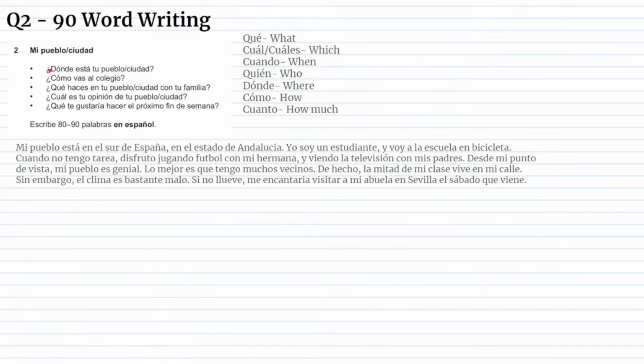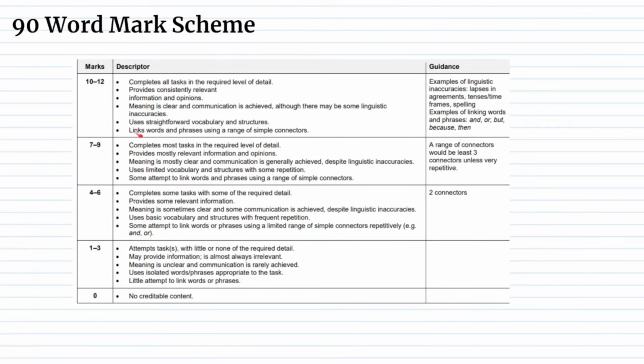Because if we're just answering this, it's not writing. It's more like an interview. We're writing something, so we want to have a structure. We want everybody to understand how each sentence is being formed, and for that sometimes a little bit of context is needed. So that's why we have straightforward vocabulary and structure. And again, like I said, links, words, and phrases using a range of simple connectors. That's the same thing. Just creating a structure, creating a connected piece that has context.